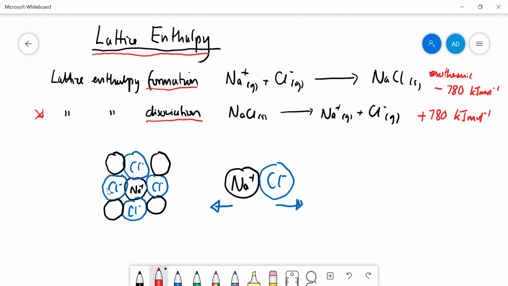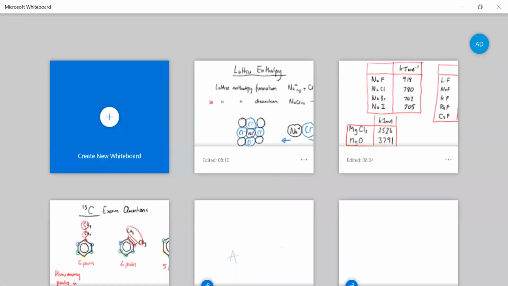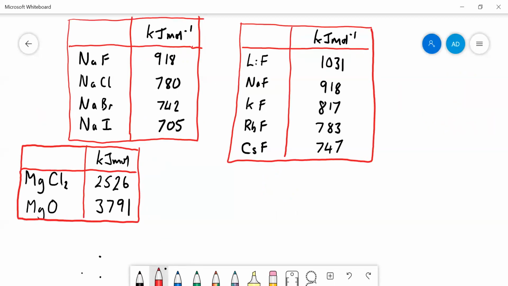Okay, so that is the definition of lattice enthalpy, and in later videos we'll talk about how you can calculate that from experimental data. But today we're just going to have a little think about the magnitude of lattice enthalpy for different ionic compounds. Okay, so I've got a table here ready to go.